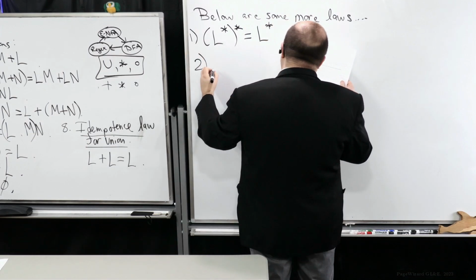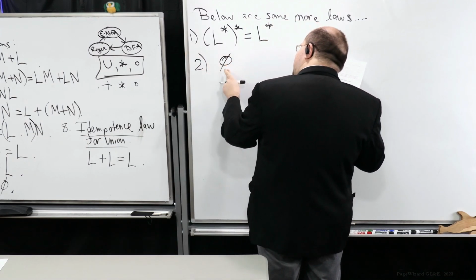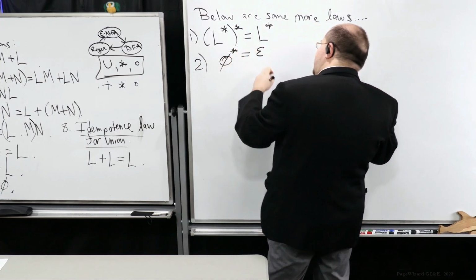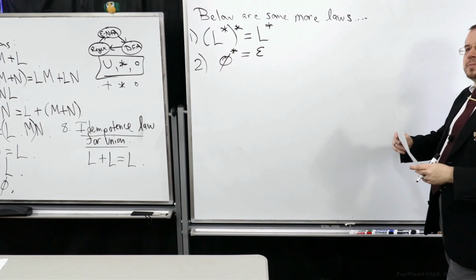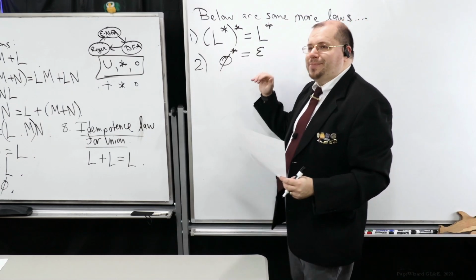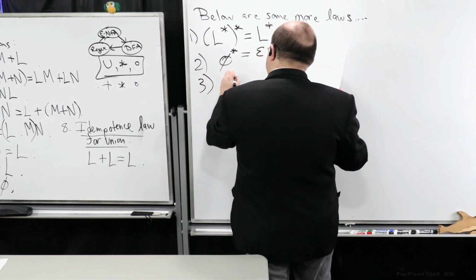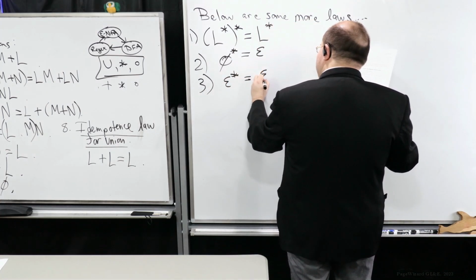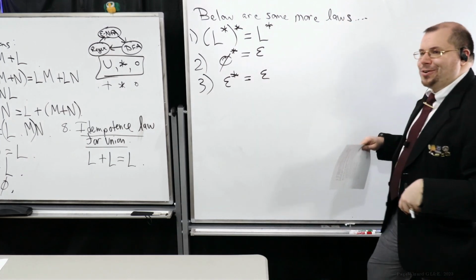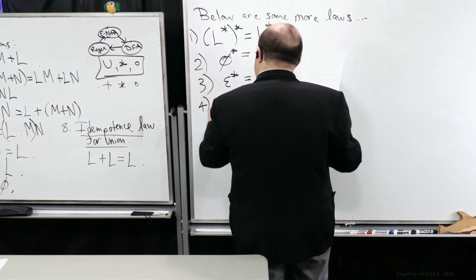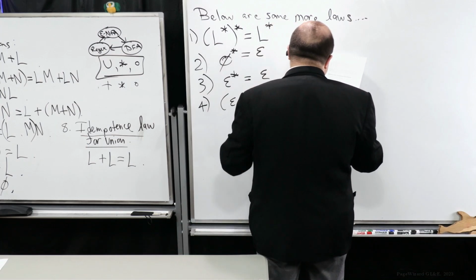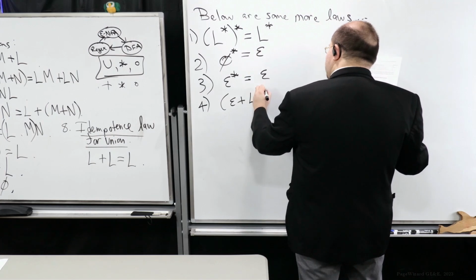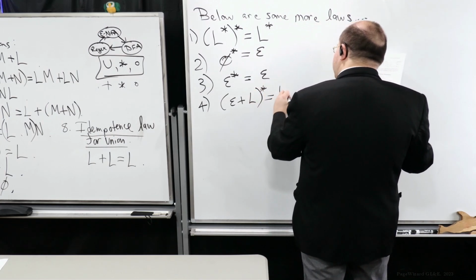The next one is if I have the expression for the empty language, if I perform star on that, this is actually the same as me writing the expression for the empty string. The expression for epsilon star, it's just the expression for the empty string. If I have epsilon union some language L for this expression, and I star this, this is no different than if I wrote down L star.